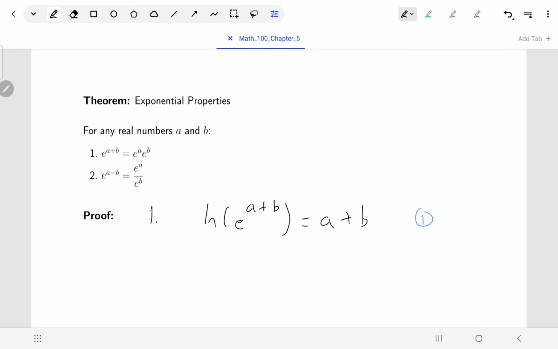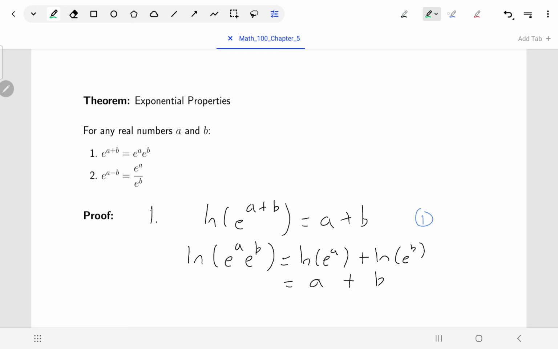Now, if I take a look at the other side of the equation, e to the a times e to the b, that's also going to be something positive times something positive. I could take the natural log of that. And I've already proven before that natural log has the property that natural log of two things multiplied is natural log of the first thing plus natural log of the second thing. And then because of our inverse properties, natural log of e to the a is a, and natural log of e to the b is b.